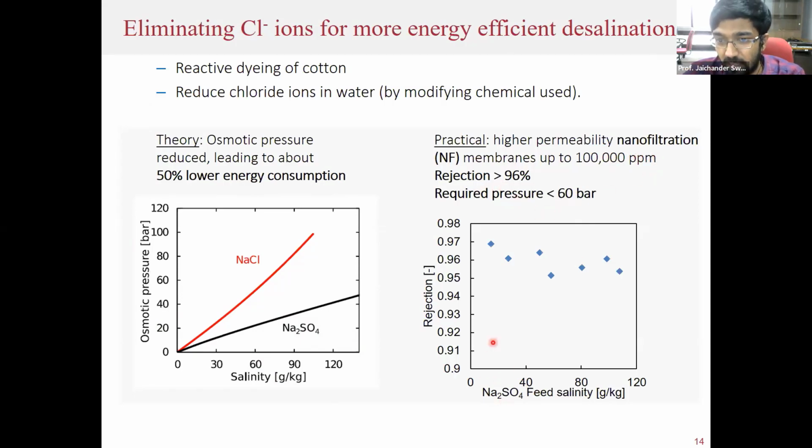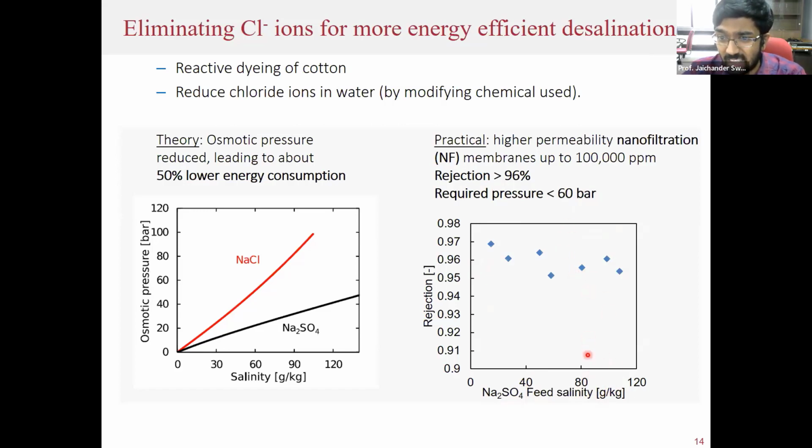So here I've shown lab data for desalination of a sodium sulfate solution, all the way up to 110 gram per kilogram salinity, while still performed at applied pressure less than 60 bar and achieving rejection of more than 96%. So in the industrial context, the product with 4% of the solution coming through could still be reusable. Right?